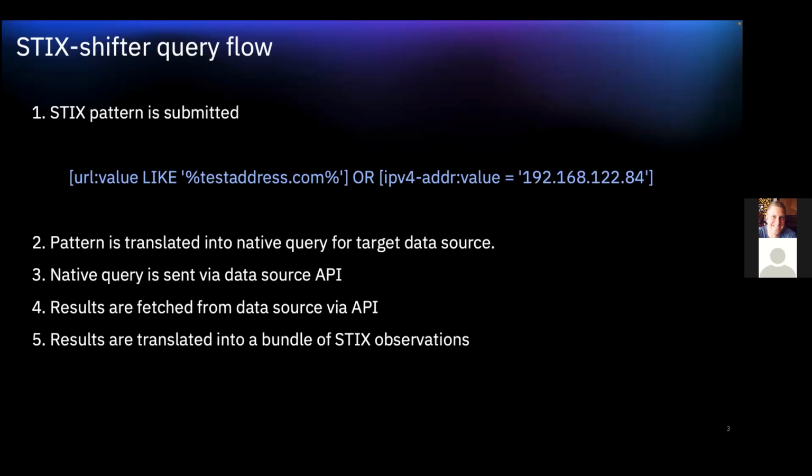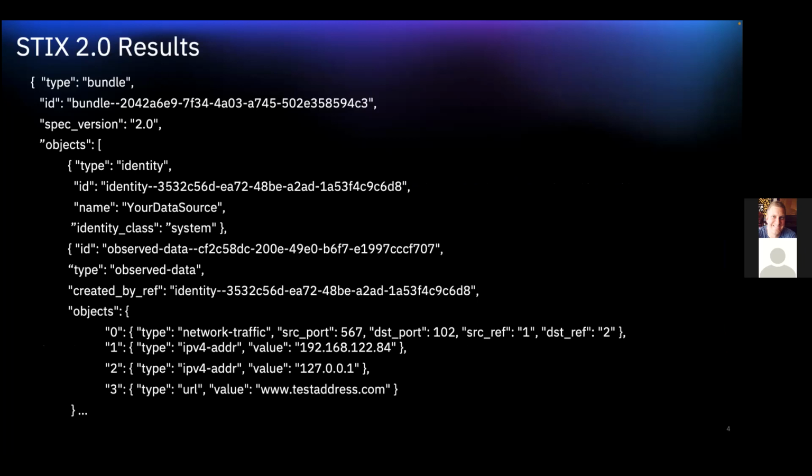And the way STIX-shifter works is it translates a STIX pattern, like you see here, into a native data source query. The native data source query gets sent to the data source via its APIs. The results are fetched with the APIs, and then the results are translated into a bundle of STIX observations. And here you can see a sample bundle of STIX 2.0 results.